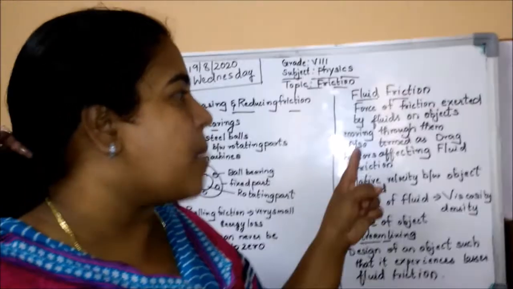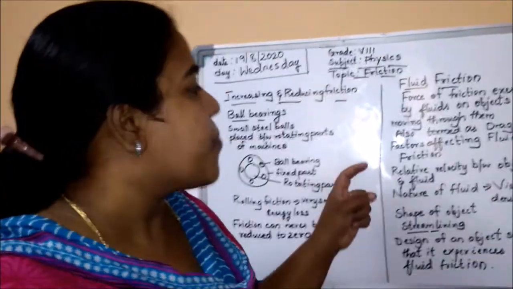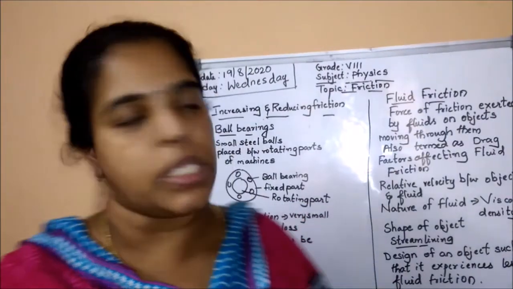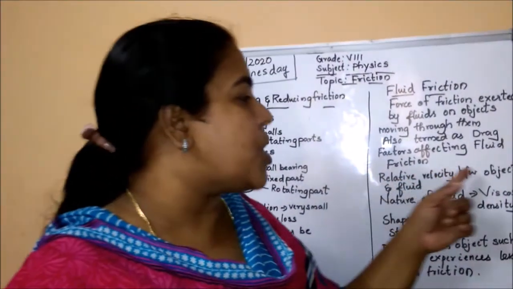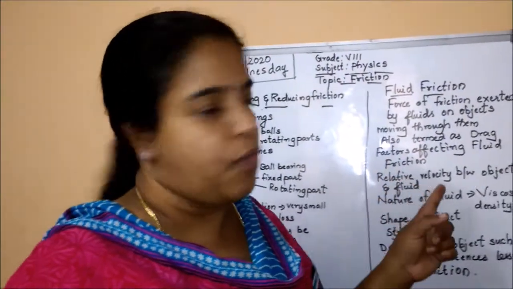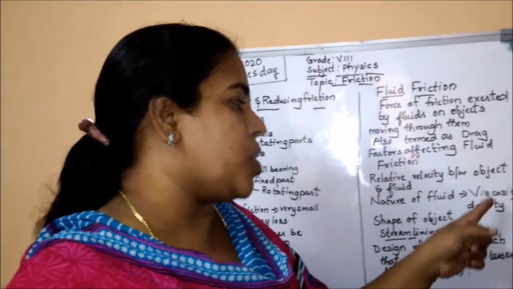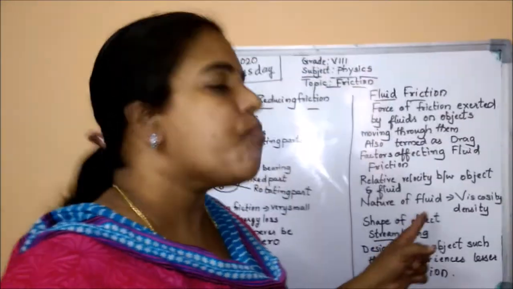Another name for fluid friction is drag, D-R-A-G. So, what are the factors affecting the fluid friction? Let's see. The relative velocity between the object and the fluid, the nature of the fluid, viscosity, density, and the shape of the object.